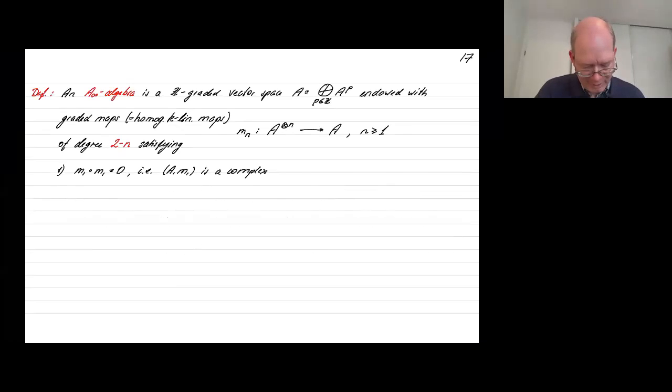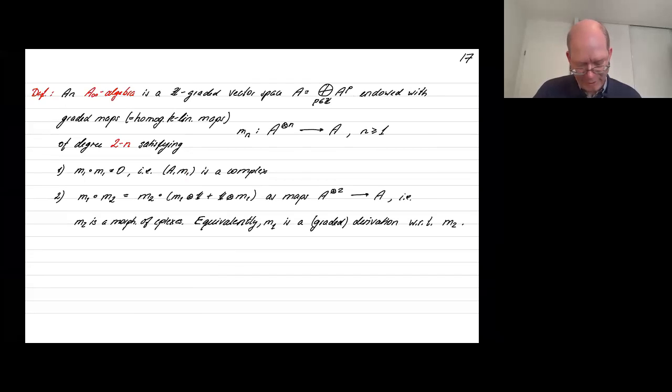Well, first of all, M1, which is of degree +1, is a differential. So A becomes a complex when endowed with M1. Secondly, M2 is compatible with M1. One way of saying it is that M2 is a morphism of complexes, because this is nothing but the differential of the tensor square of the complex A with M1. So this equality just says that M2 commutes with the differential.